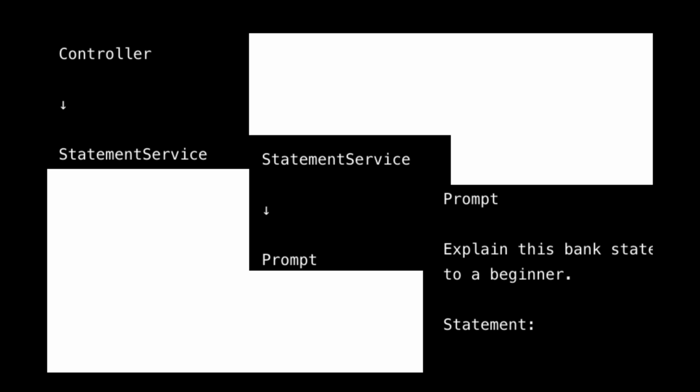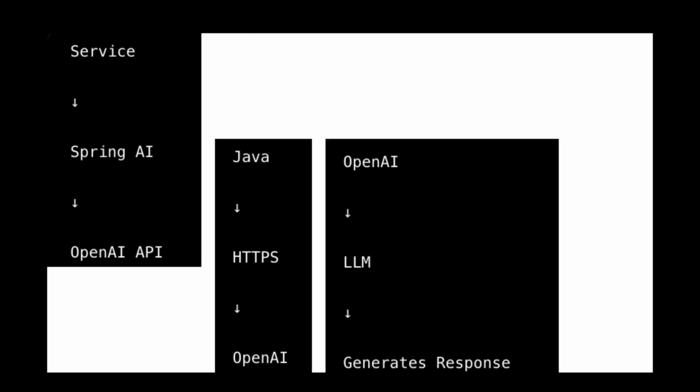Now something new happens. The service prepares a prompt. Instead of SQL, instead of a repository, we are preparing instructions for the LLM. The service combines the user request, business data, and instructions into one prompt. This prompt is sent using Spring AI. Spring AI simply becomes a Java client. Think of it like RestTemplate. Instead of calling your weather API, it calls OpenAI. This surprises many developers. There is no magic. Spring Boot simply makes an HTTPS request, exactly like calling a Payment API, Weather API, or Google Maps API. Only now the API belongs to OpenAI.